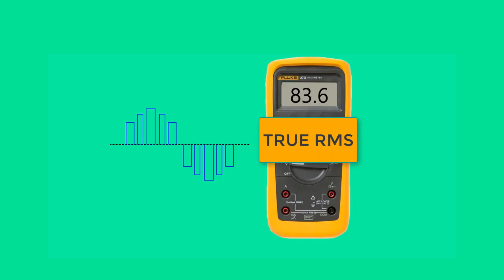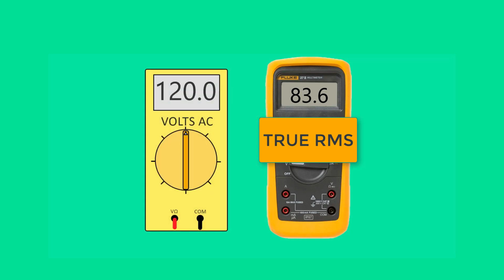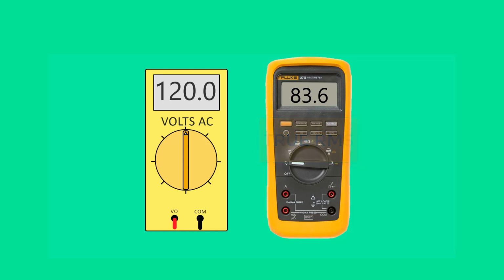Meters designated with true RMS are designed to display a true RMS value no matter the shape or size of the sine wave. Meters that are capable of measuring true RMS are usually identified on the meter and in the meter specifications. Knowing the difference between the two types of meters can be beneficial for circuit design and troubleshooting.